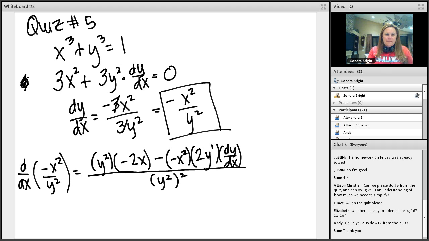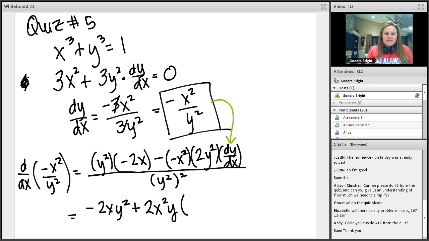All right, so then what you want to do is we're going to simplify this, and we're also going to stick the dy dx into that dy dx right there. So that we've got negative 2xy squared. This would be what? Plus, I didn't mean to make that look like a prime. That was a to the power of 1. Okay. Plus 2x squared y, and then times a negative x squared over y squared. And then that's all over y to the 4th.